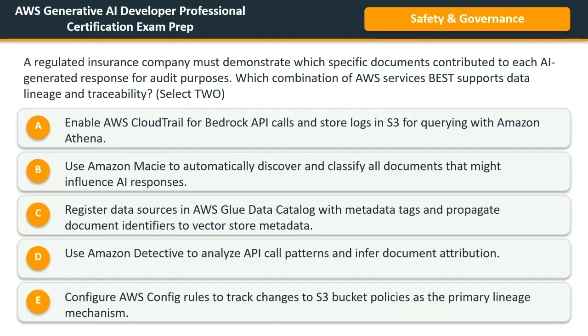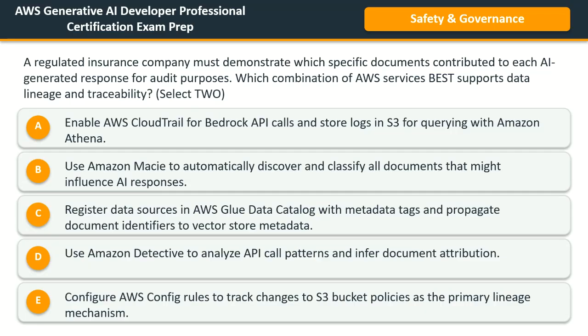A regulated insurance company must demonstrate which specific documents contribute to each AI-generated response for audit purposes. Which combination of AWS services best supports data lineage and traceability? Select 2. Your answer options are A, enable AWS CloudTrail for Bedrock API calls and store logs in S3 for querying with Amazon Athena.